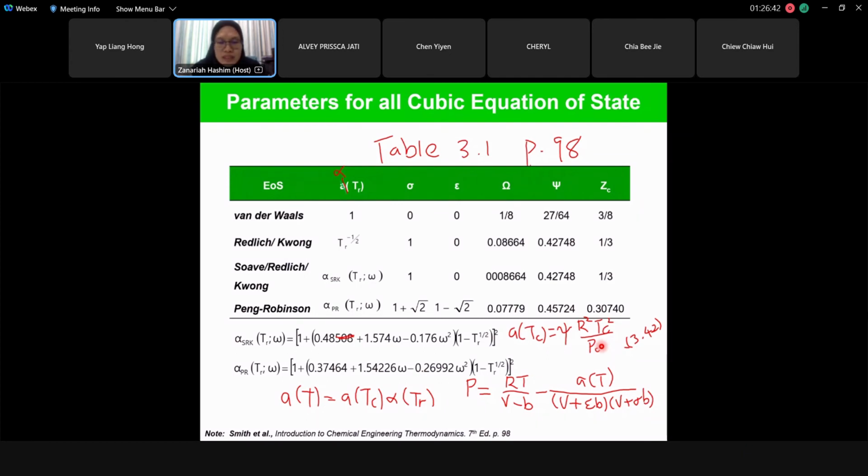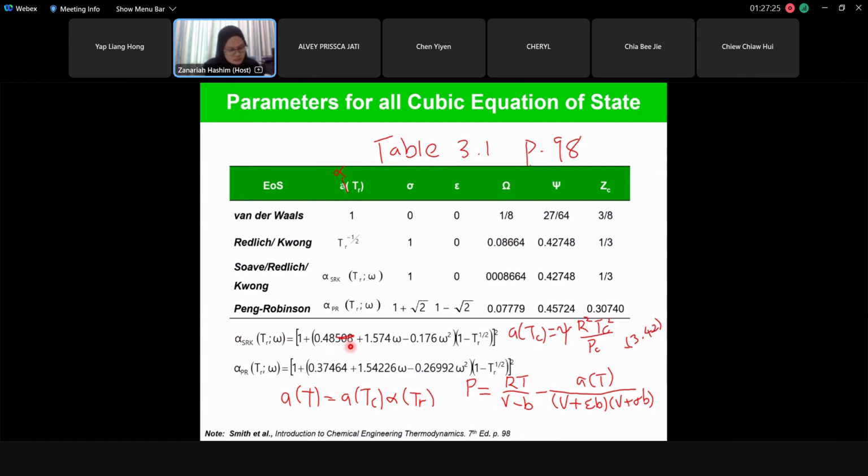Okay, so you need to find the A(Tc) and then you need to find the alpha(Tr). The alpha(Tr) is given here. For van der Waals, alpha(Tr) equals 1. Okay, this one is wrong, this is supposed to be alpha, I have cancelled it here. And then for Redlich-Kwong, alpha(Tr) equals Tr to the power of negative 1/2. And then for SRK and PR, alpha is given by the equation below. Okay, so the alpha for SRK is this: 1 plus bracket 0.485.